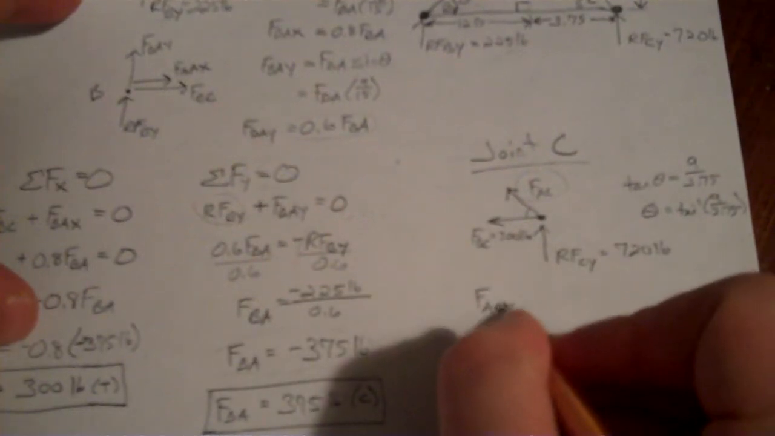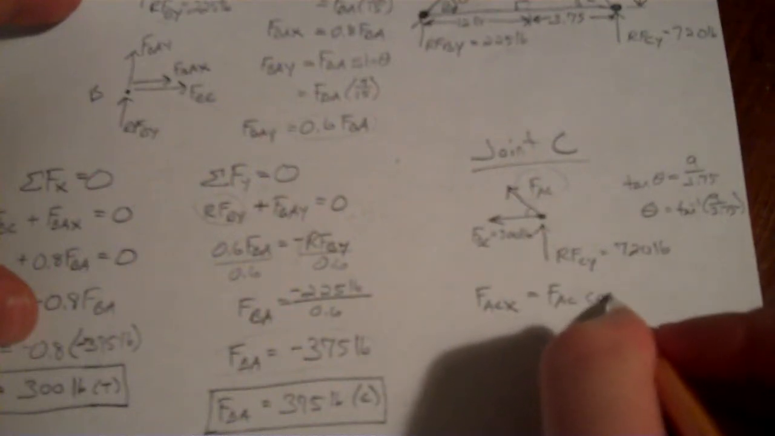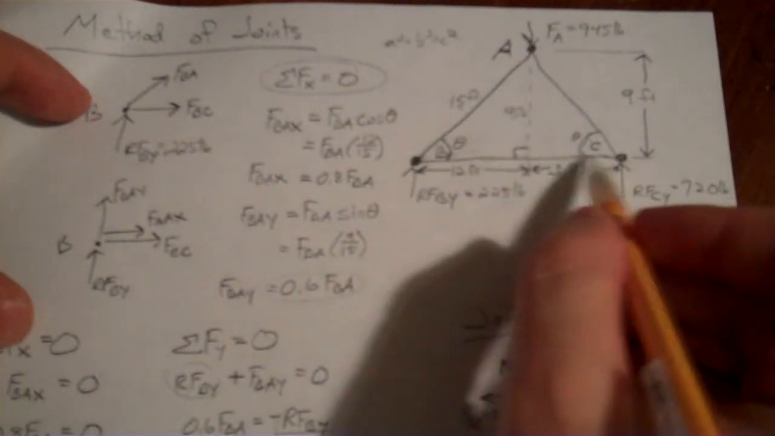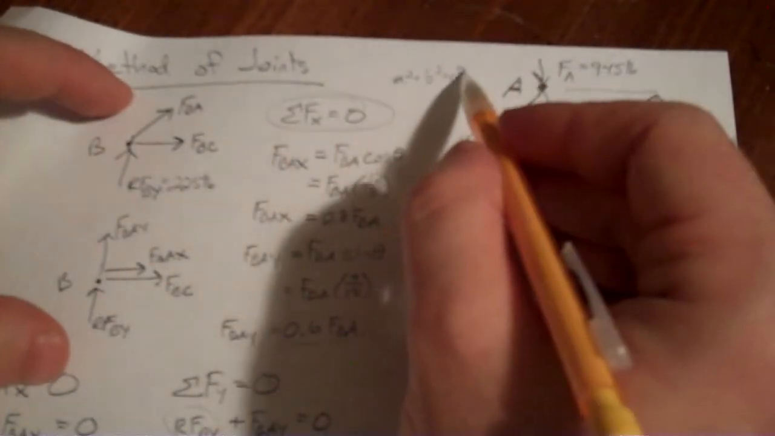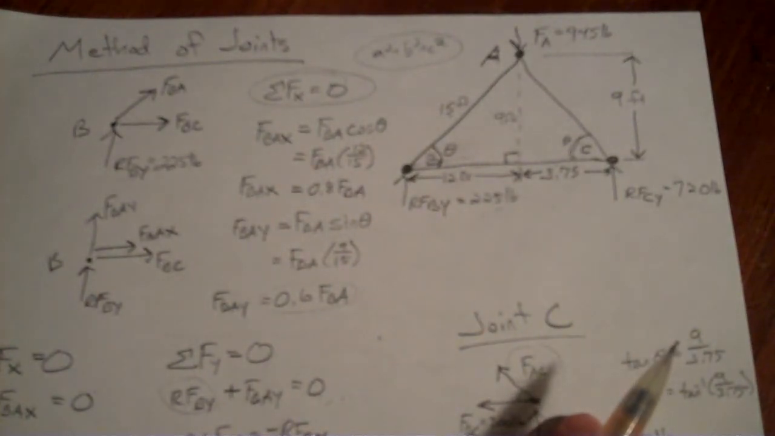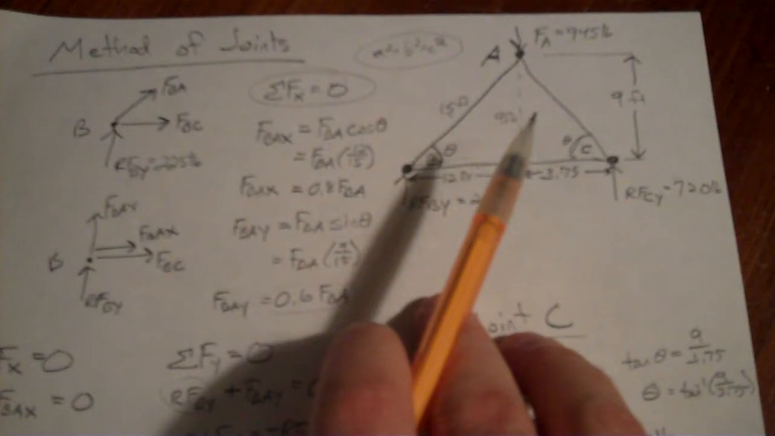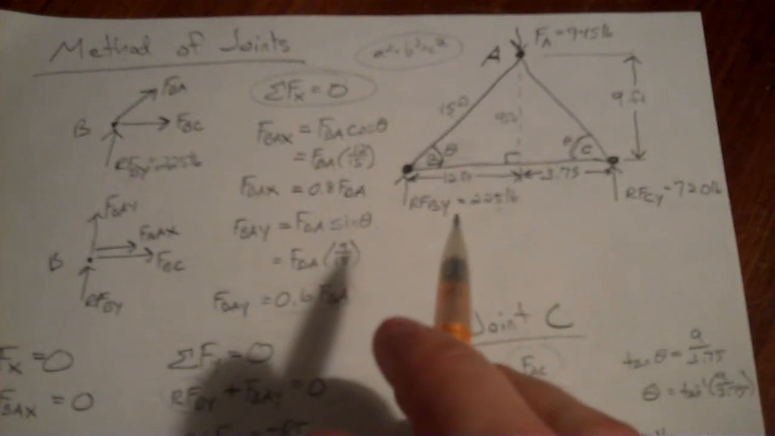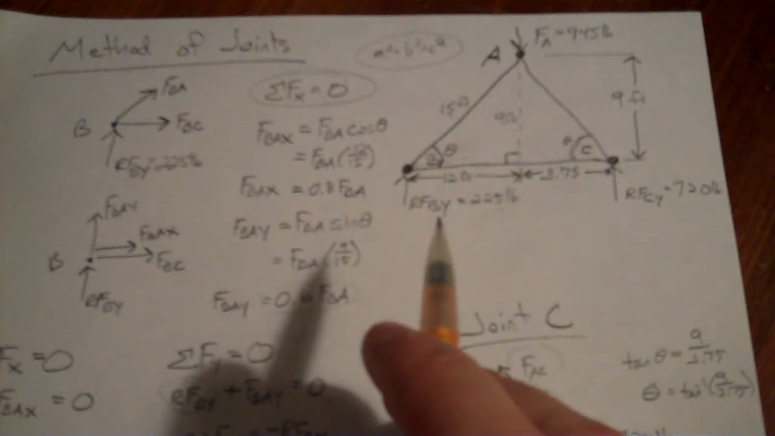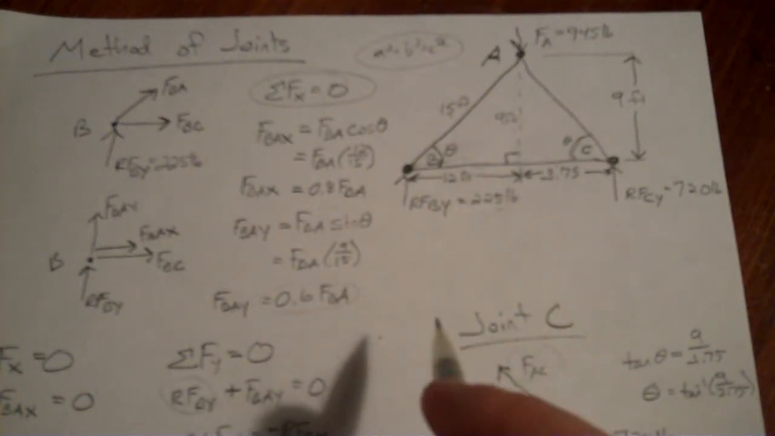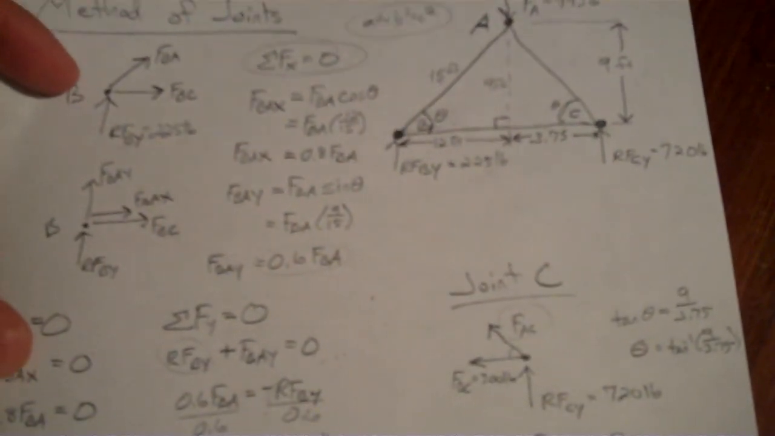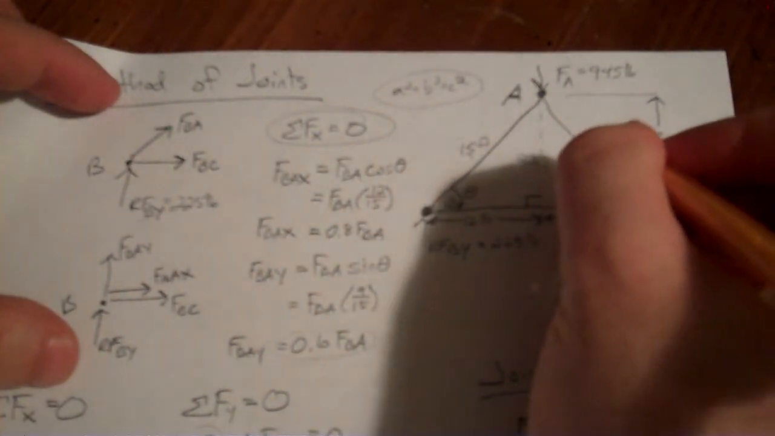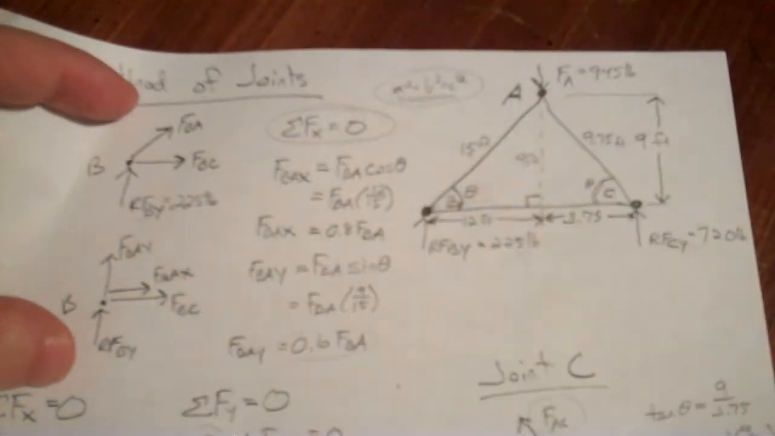So FACX is going to be equal to FAC cosine theta, because I'm setting up my theta so that the x direction is along the adjacent side, adjacent over hypotenuse. But in this case, I need to find what that hypotenuse is. So I use Pythagorean's theorem, a squared plus b squared equals c squared, so the height here, 9 feet squared, or 81, plus my base, 3.75 times 3.75. Add those two up, I get 95.06, square root of that, I get 9.75. So this side is 9.75 feet, just by using Pythagorean's theorem.